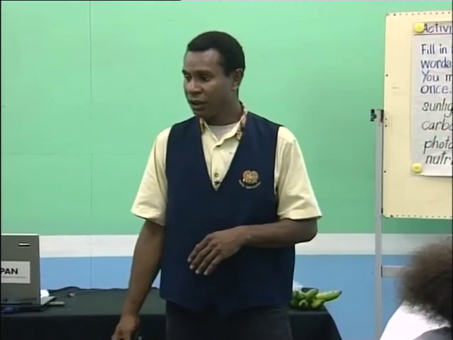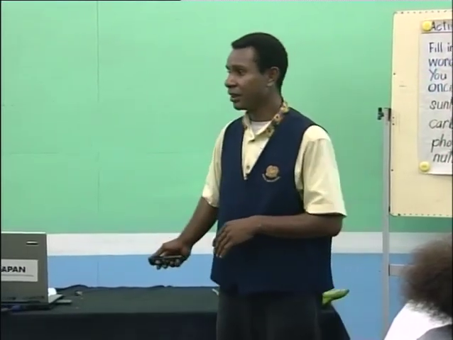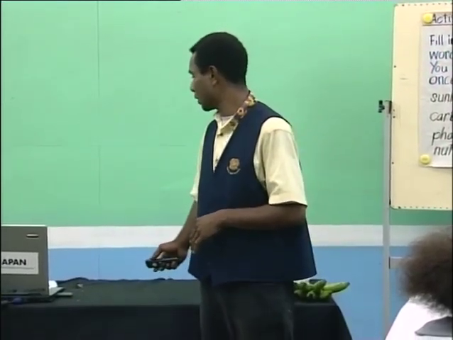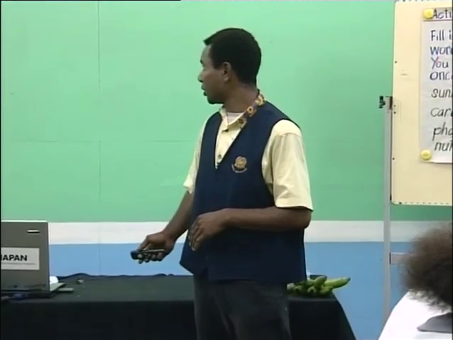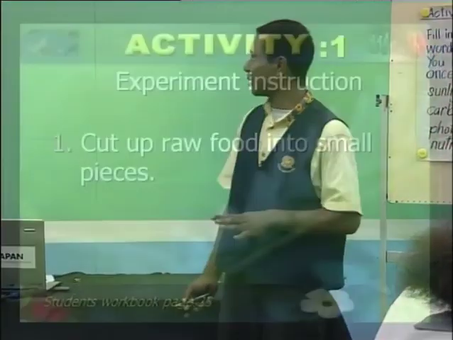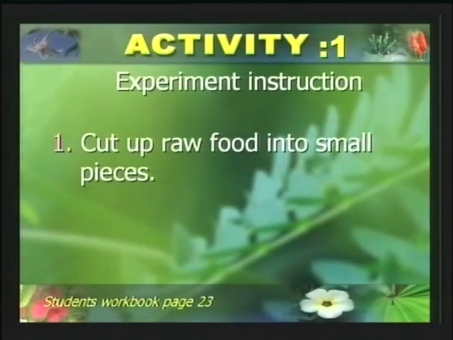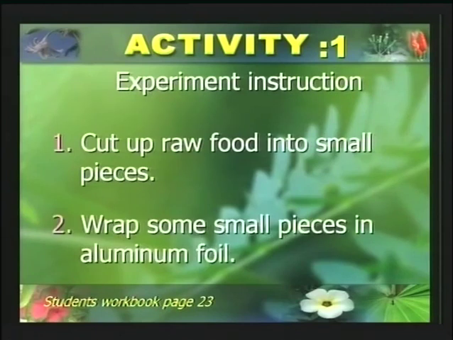All right, your instruction number 1 is to cut up the raw food into small pieces. We have done that already. You can cut it again into half. Now your instruction number 2: wrap some of those small pieces of food in aluminum foil.